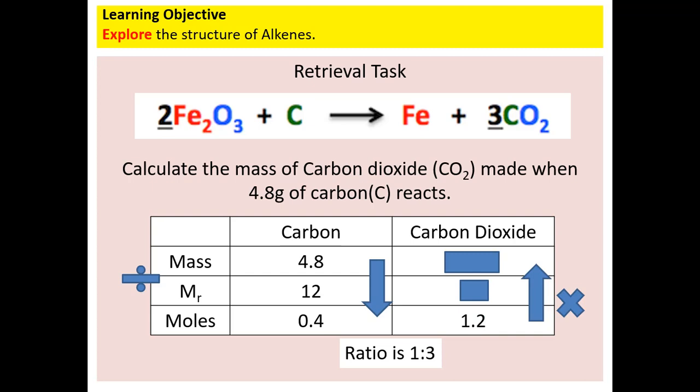Now, the relative formula mass of carbon dioxide, by adding 1 carbon and 2 oxygens together, so 12 add 2 lots of 16, gives you 44. And then rearranging the equation for moles, you times those together. So if you've got 4.8 grams of carbon, you will make 52.8 grams of carbon dioxide. So make sure you've gone through your answers, use the table, it's the easiest method, and if there's anywhere that you've gone wrong, make sure you're writing the correct answer.